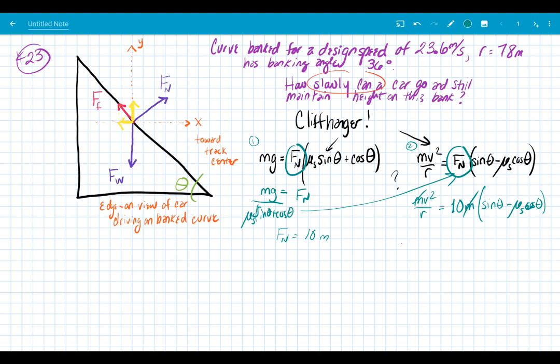And putting in all the values that you have for r, and for theta, and for mu, because mu s is told to you in the problem to be 0.3, I find that v, and this is the minimum speed, by the way, is equal to 16.4 meters per second.